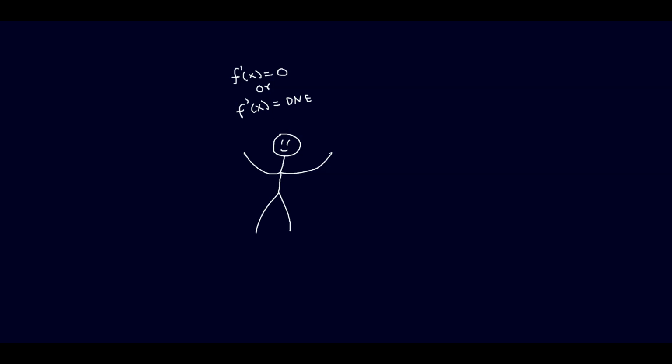So remember, critical points happen where the derivative is 0 or undefined, and they're key to understanding a function's shape.